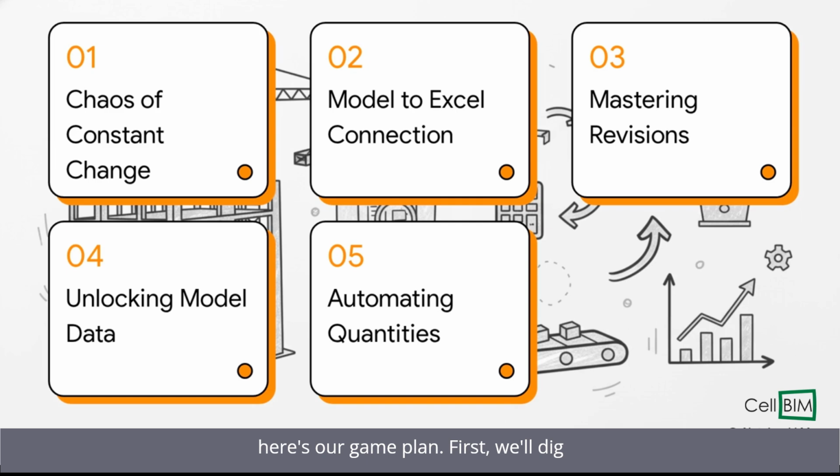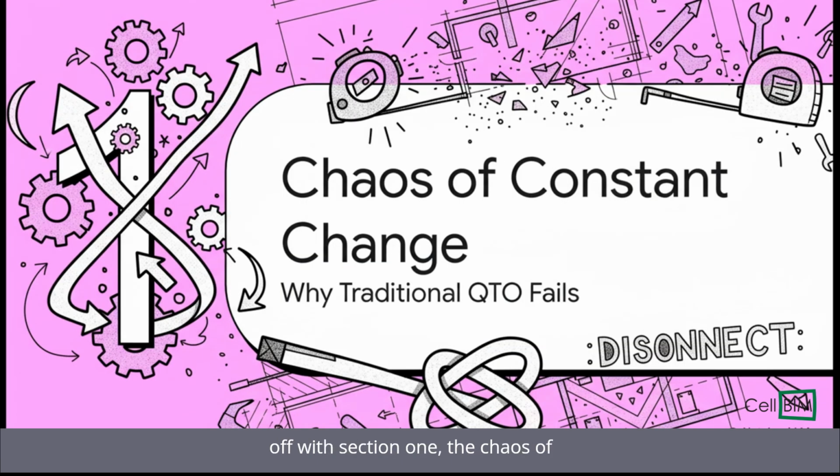So, here's our game plan. First, we'll dig into the problem itself, the absolute chaos of constant change. Then, we're going to see how to build a live bridge between your 3D model and Excel. After that, we'll get into the really cool part, mastering design revisions. From there, we'll unlock all the hidden data inside your model, and finally, we'll tie it all together to fully automate your final quantities. Okay, let's kick things off with Section 1, the chaos of constant change.